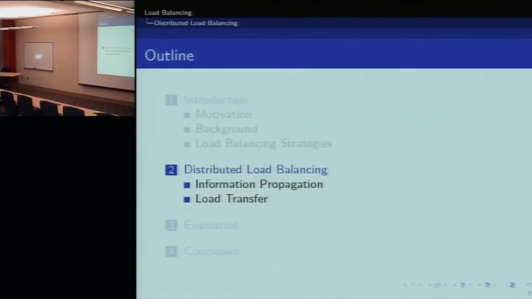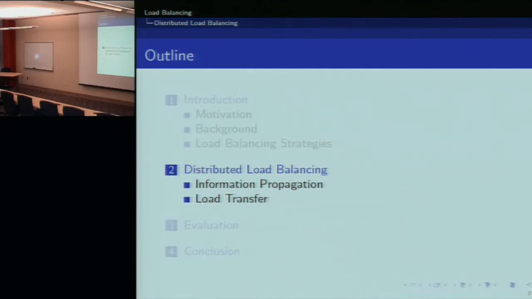So here we see that on one hand we have the centralized strategy, which has a global view of the system and hence can make good decisions, but has performance bottlenecks. And on the other hand is the distributed strategy, which is very scalable, but has only a very limited view of the system, because of which the quality of the load balancer suffers.